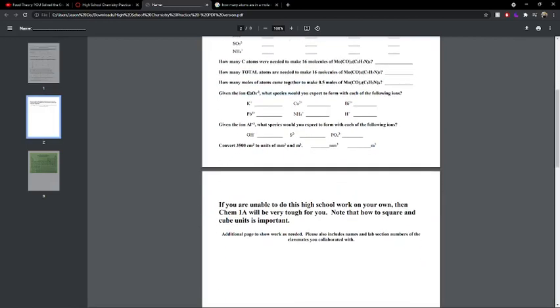Oh, okay, this is something I actually do enjoy. Given the ion dicarbon tetraoxide, so C2O4, 2 minus. What species would you expect to form with this following ion? So I'm assuming that this reacts with all these, basically. I'm assuming that, because why else would they give it, right?